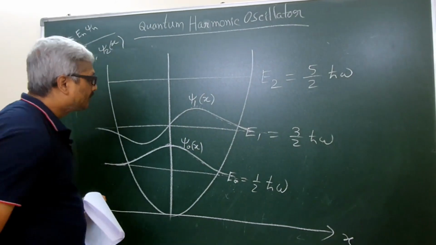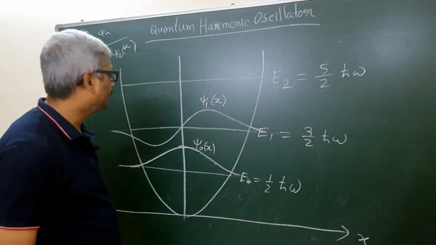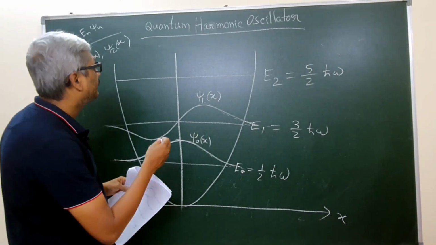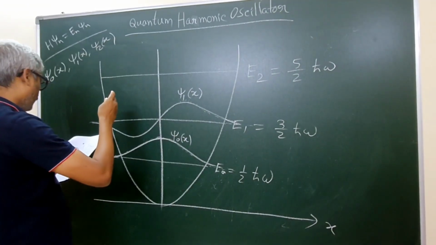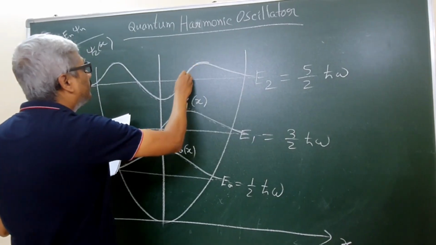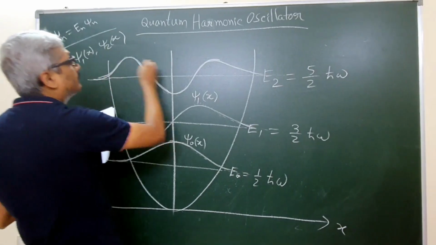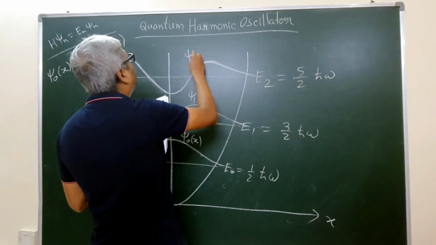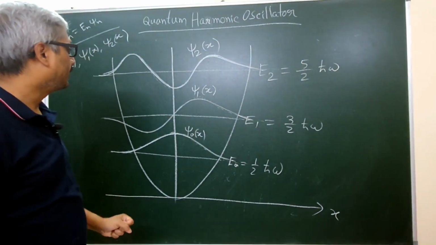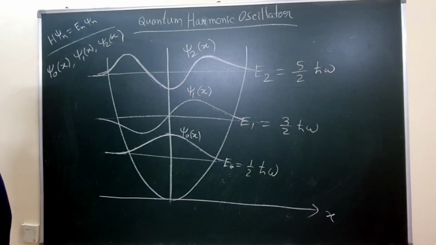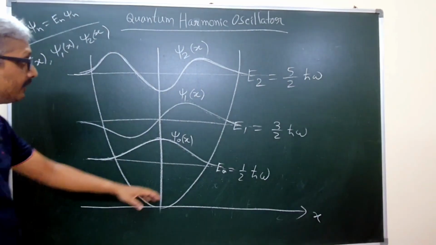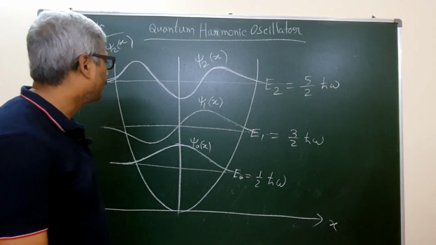Psi 1(x) is the next energy eigenstate corresponding to this eigenvalue, and it looks like this. Then we have the next energy eigenstate corresponding to this eigenvalue, which is psi 2(x), for the energy eigenvalue E2 equal to 5 by 2 h bar omega. So a few energy eigenfunctions for this harmonic oscillator I have shown here, and these are the energy eigenvalues.